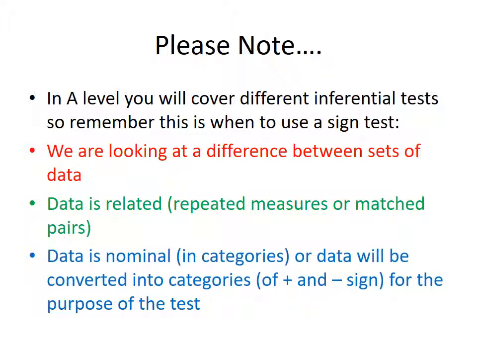So if you're ever asked to justify why we should use a sign test, you can tell the examiner that it's because we're looking at a difference between 2 sets of data, and the data is related because it uses either a repeated measures or a matched pairs design.